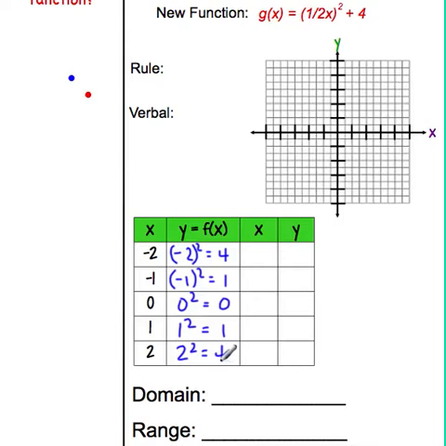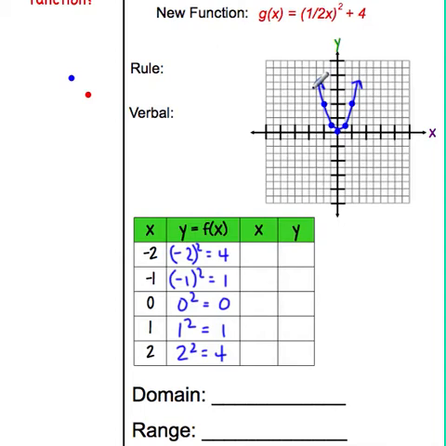So if we go ahead and graph this, we've got -2, 4, -1, 1, 0, 0, 1, 1, and 2, 4. So then I can go ahead and connect my dots to make a beautiful parabola for our parent function.